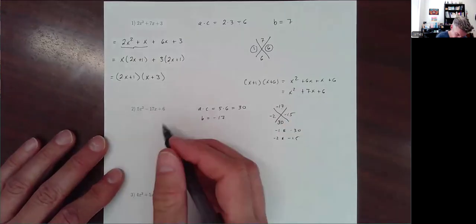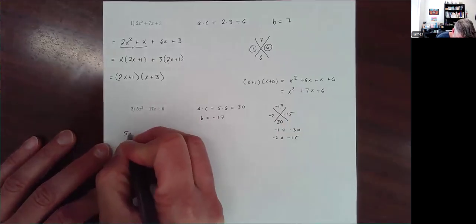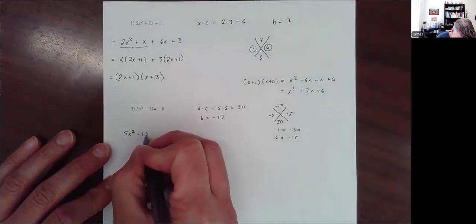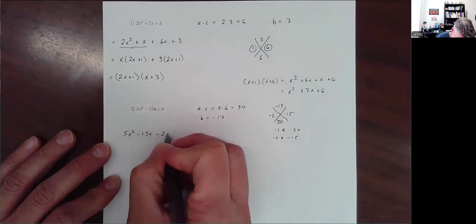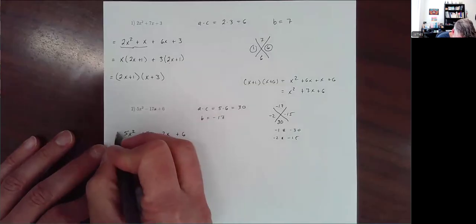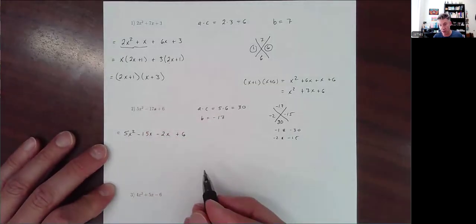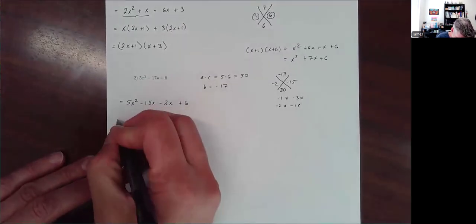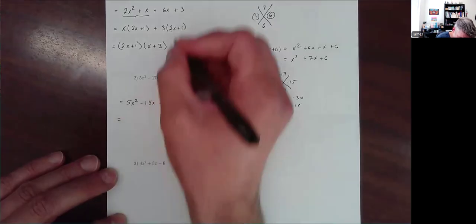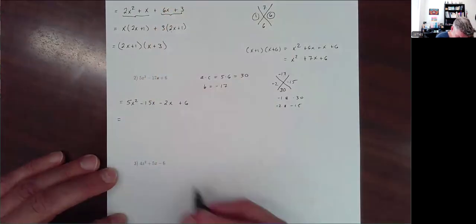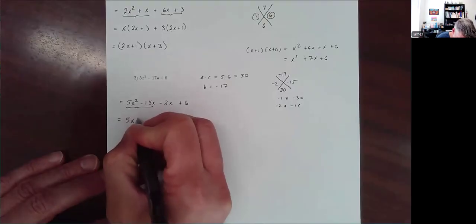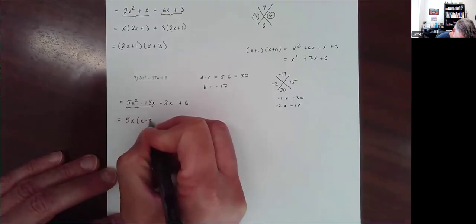So then we're going to rewrite this as 5x squared. Instead of minus 17x, we're going to write minus 15x minus 2x plus 6. Or you can write the minus 2x first and the minus 15x second. It doesn't matter. It'll work out either way. And then we factor by grouping. This first piece, we can factor out the greatest common factor of 5x. We're left with x minus 3.